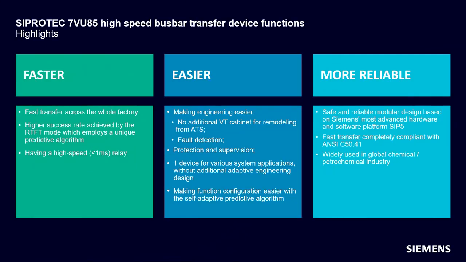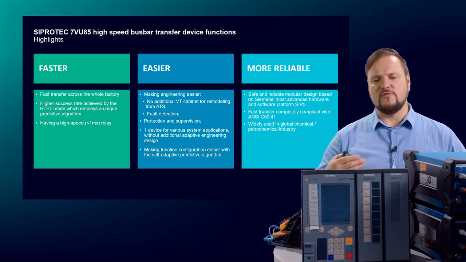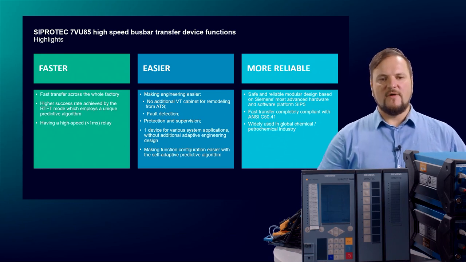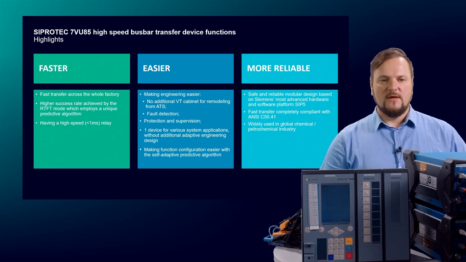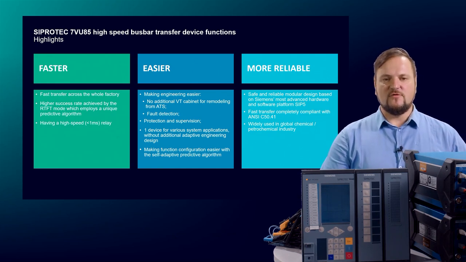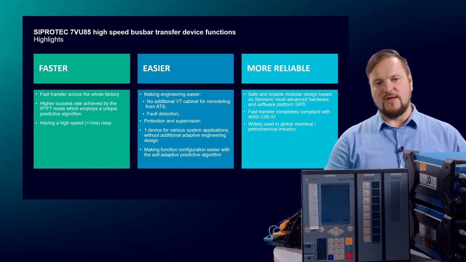If we have a look at the advantages of our HSBT system, you see we are faster, easier and more reliable than before. So faster means we provide a fast transfer across the whole factory or across the whole process. We have a higher success rate by achieving the real-time fast mode to transfer from one infeed to the other infeed. We also have high-speed contacts, which reduce the whole chain of the breaker closing.